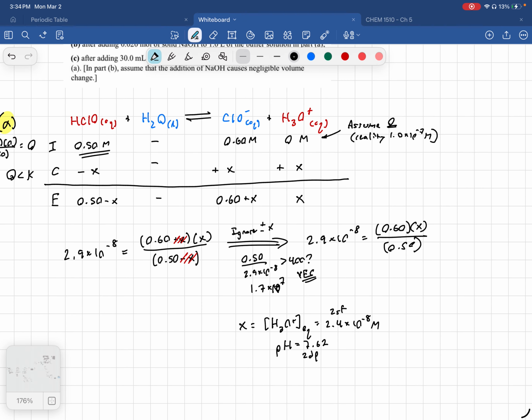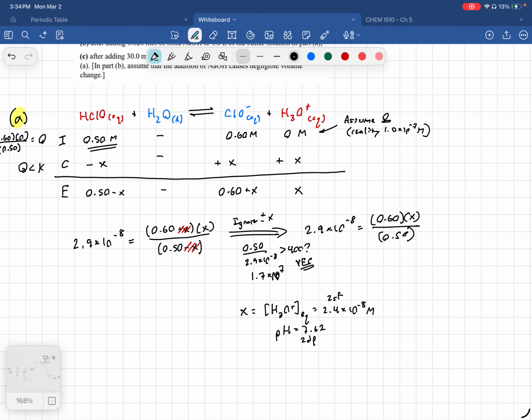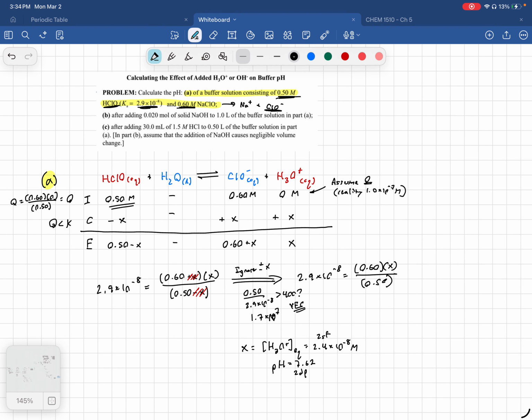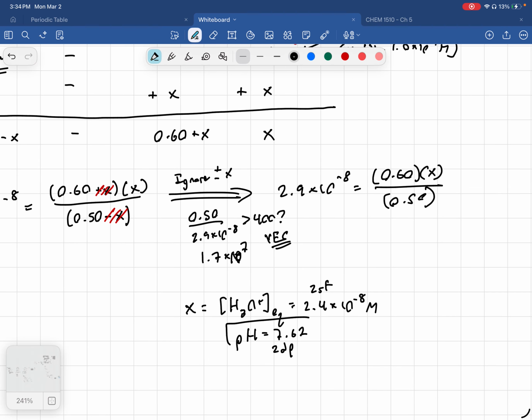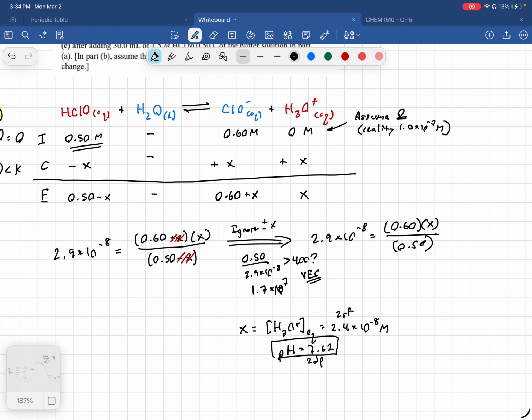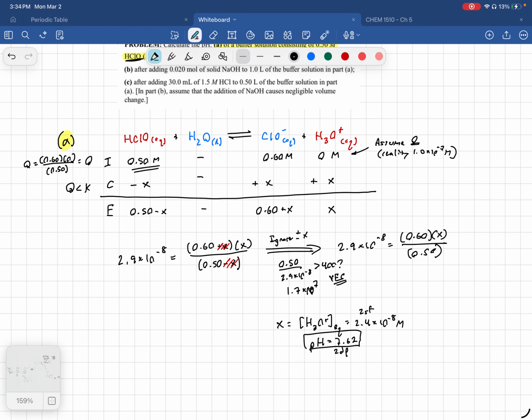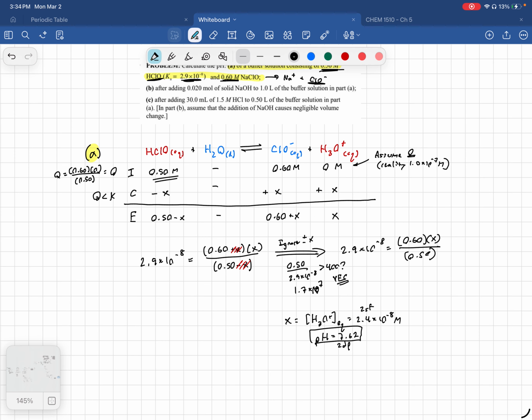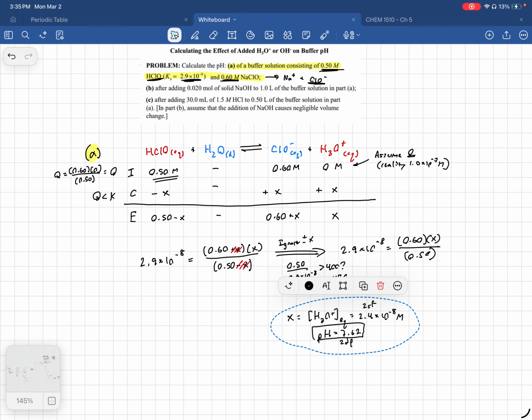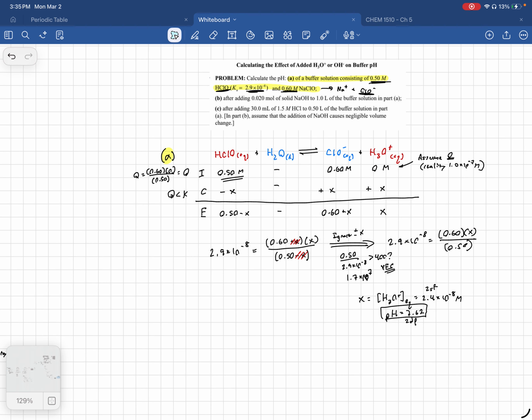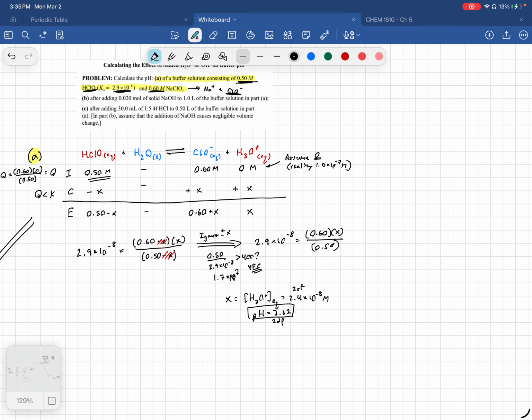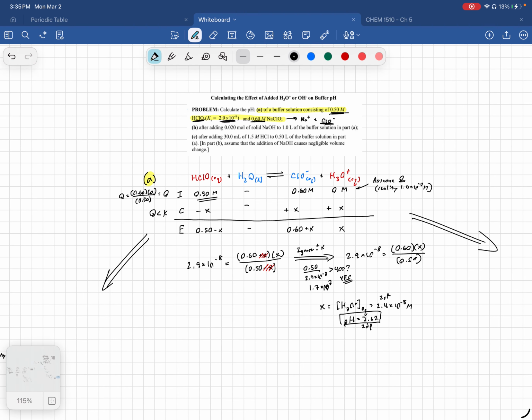So let's look back at everything here. So we have 0.5 of that, 0.6 of that, 2.9 exponent negative 8. Yep, that's correct. So 7.62 is the pH of that solution. So just above 7, okay? Now that we've done that, let's see what happens if we add acid or we add base, okay?